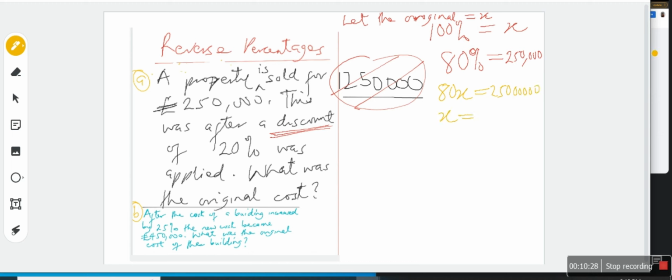Then you found X. X is equal to 25,000,000 divided by 80, isn't it? You divide both sides by 80. And what's the final answer? $212,500. You said 312,500. Okay, 312,500. I hope that is understood.